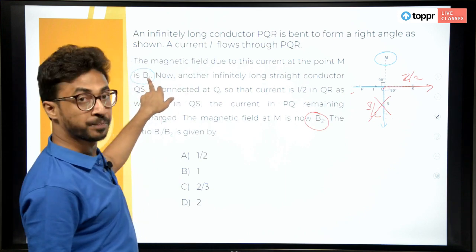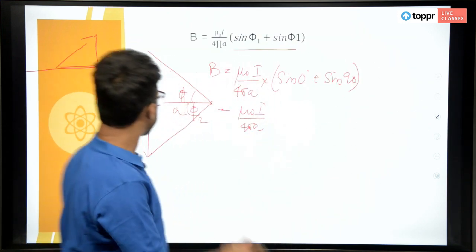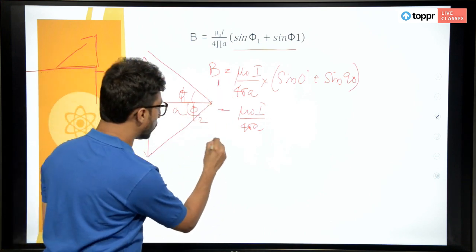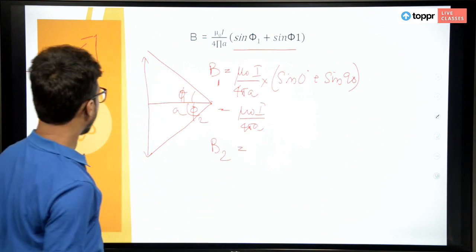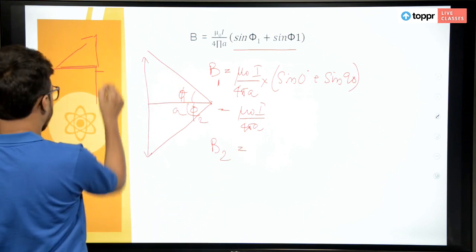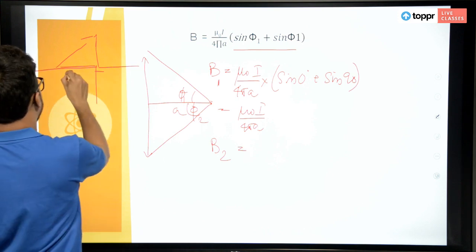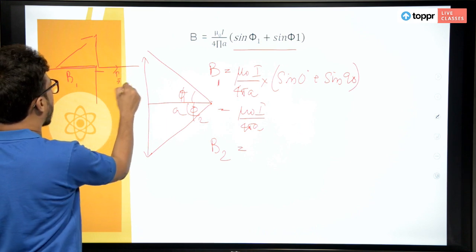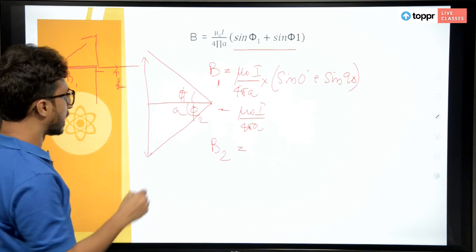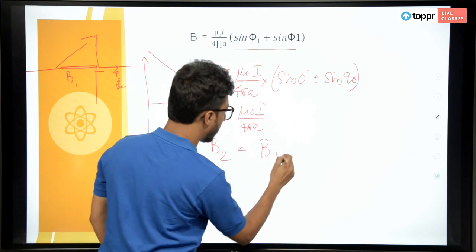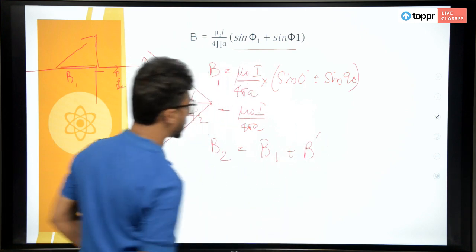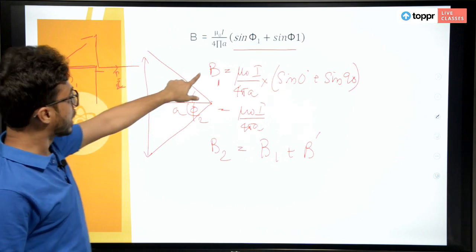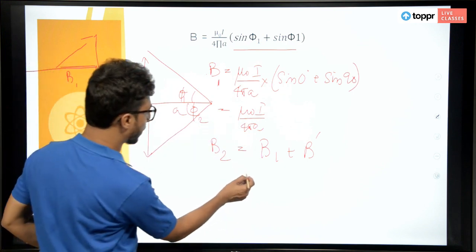And that B is nothing but B1, if you remember. So first it is B1. For B2, we are actually adding another conductor here. This is B1, right? For B2, here the current is I by 2, right? So B2 is nothing but B1 plus B dash. B dash is the magnetic field generated by this current, which is I by 2.